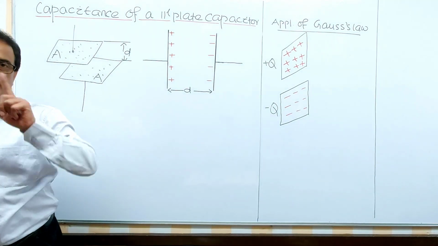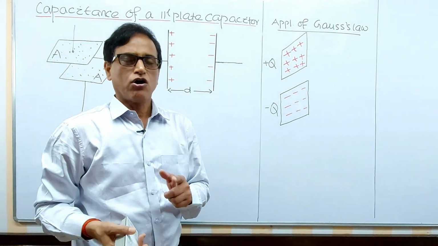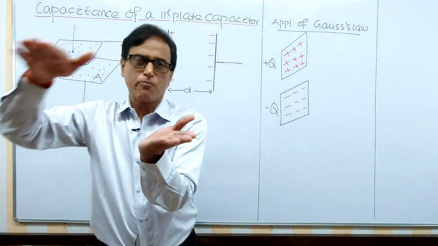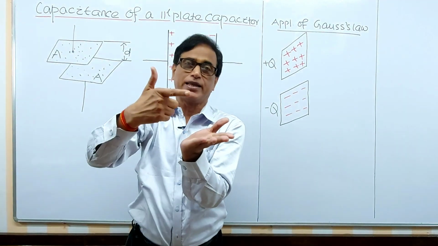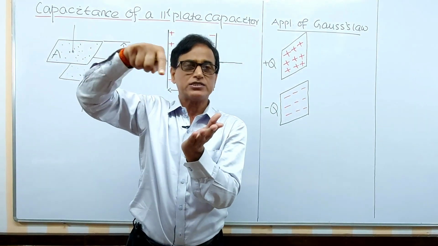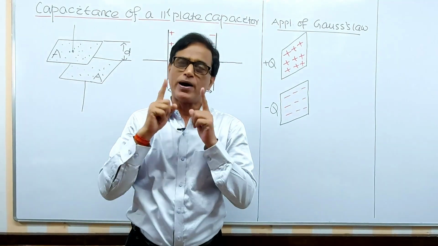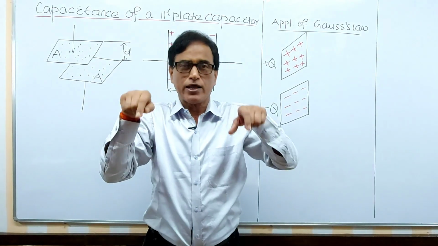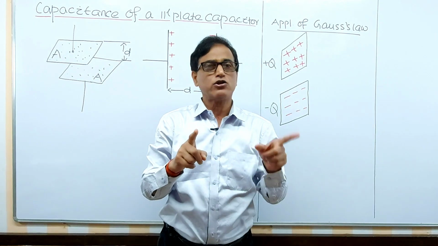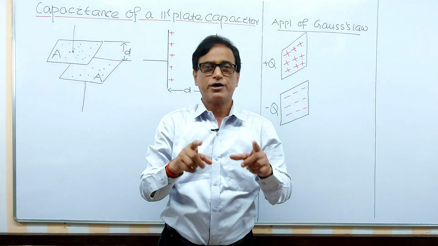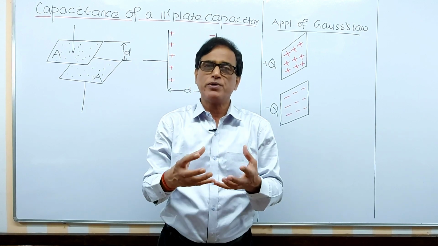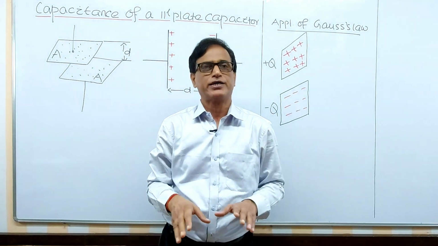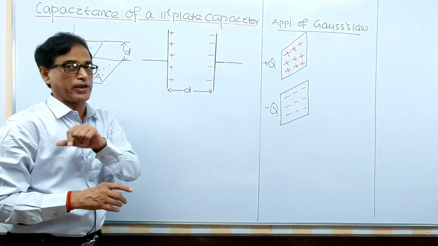So a parallel plate capacitor consists of two parallel plates, each of area A. I have taken capital A. If the plate is circular in shape, the area will be pi r square. If it is rectangular in form, the area will be length into breadth. If it is square in form, it is length square. Whatever the area by geometry, you can take the area. Let capital A be the area of each plate.